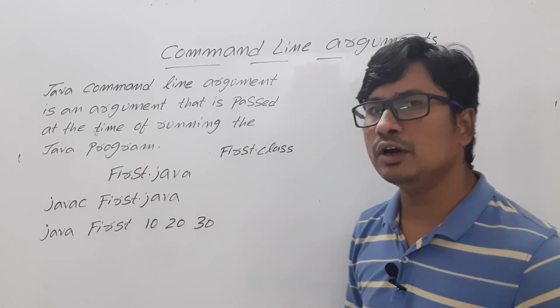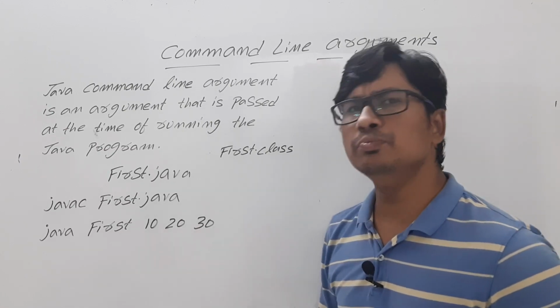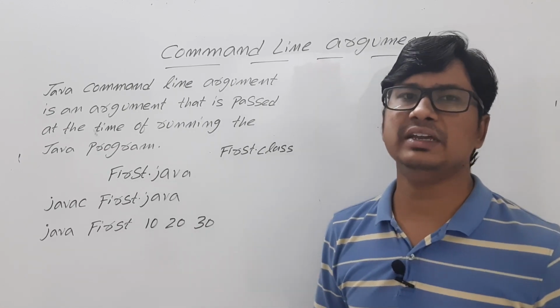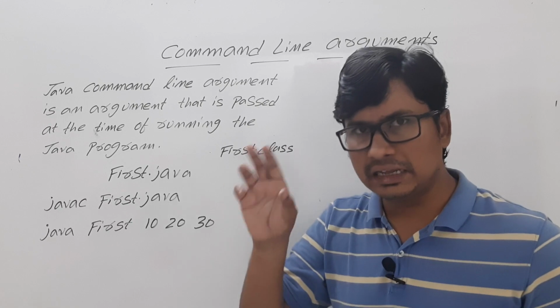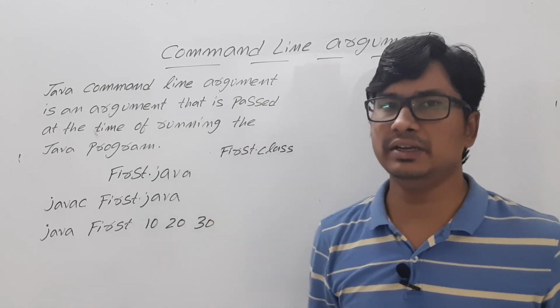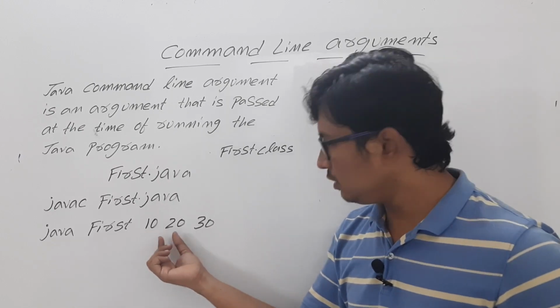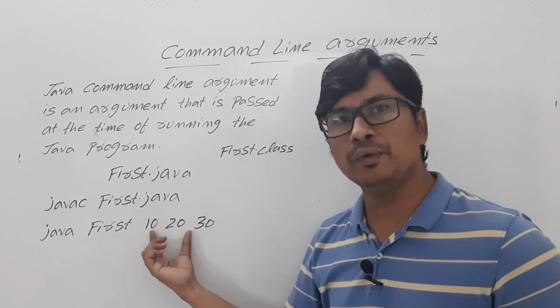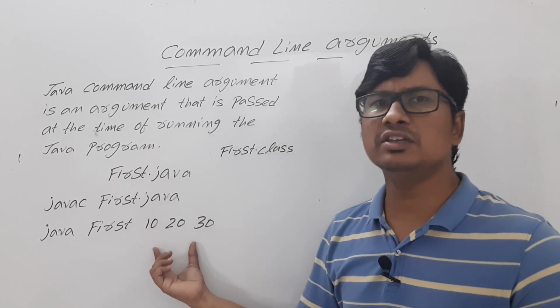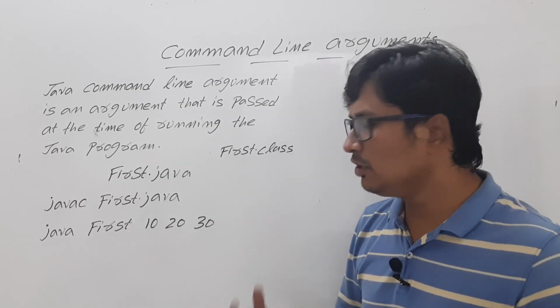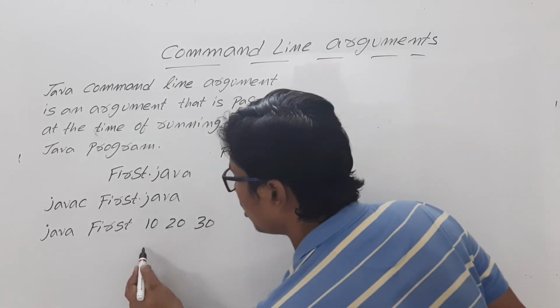Now you may have a doubt: where will this input be stored? Suppose if I write int a is equal to 100, then 100 is stored in the variable a. Similarly here you are giving the input 10, 20, 30. So you have provided 3 arguments. Where will all these 3 arguments be stored? They will be stored in the string arguments.